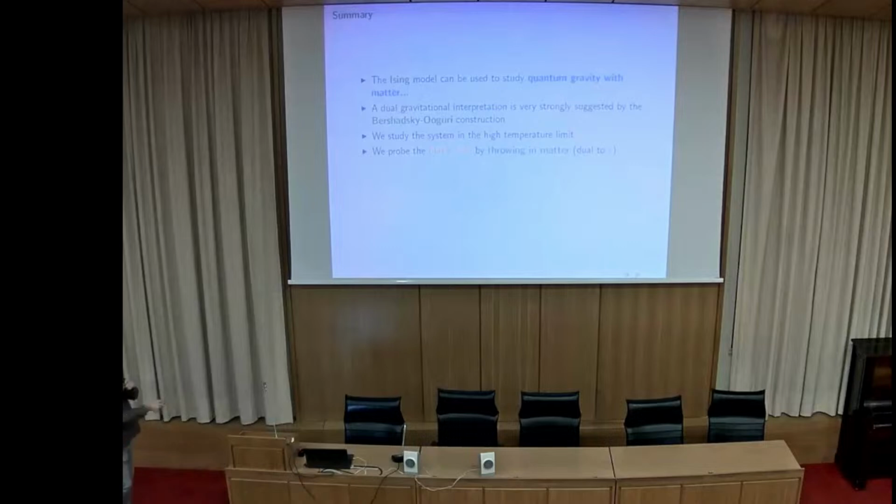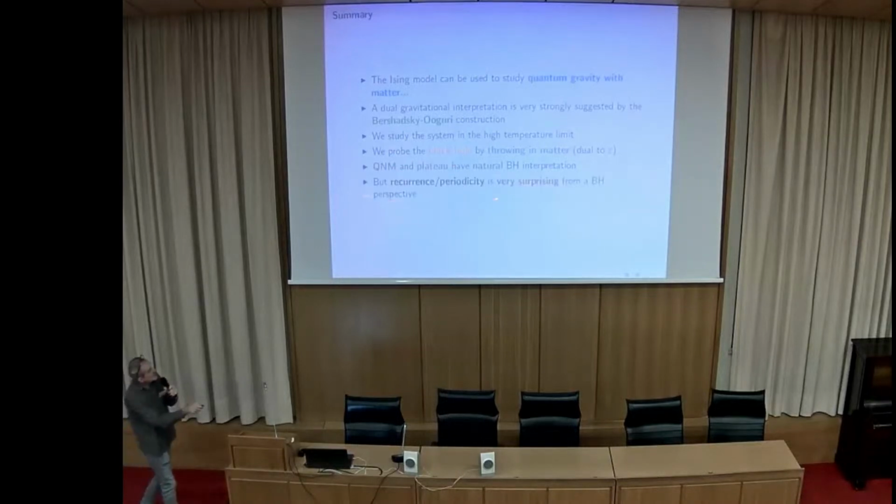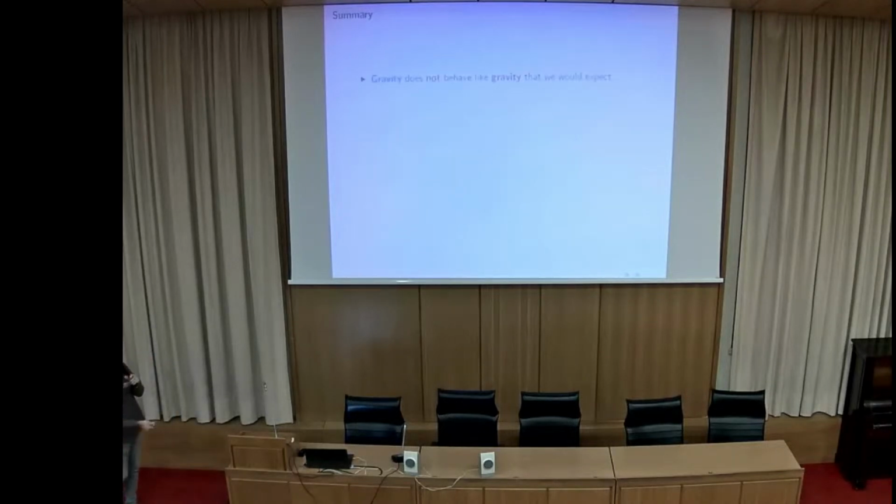So we study this high temperature limit, we probe the black hole with matter. We have this dichotomy that the quasi-normal modes have a very natural black hole interpretation, but the recurrence periodicity is extremely strange from the black hole perspective. So the outcome is that somehow the gravity here does not really behave like our expectations of gravity. Somehow the metric is not really a fundamental concept in Chern-Simons gravity, and because of that, matter fields can in principle couple differently to Chern-Simons gravity than we would expect by coupling only through the metric.